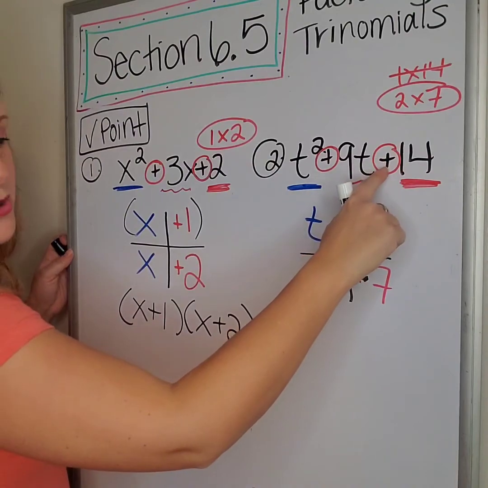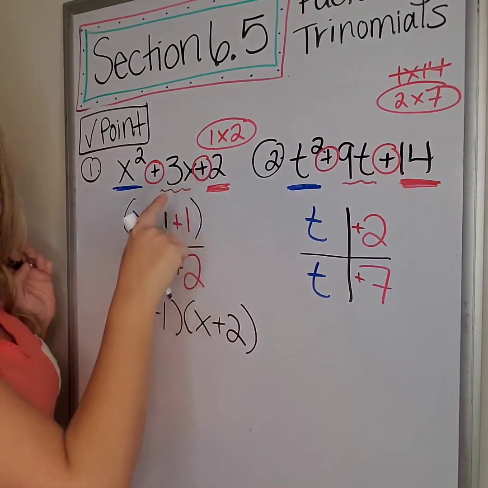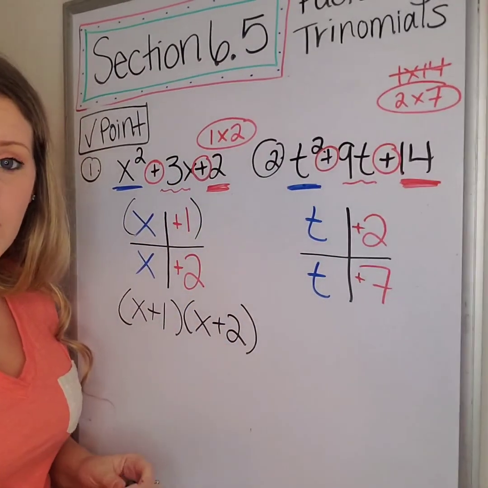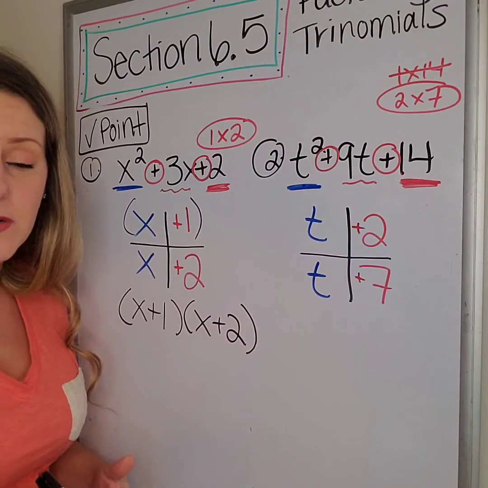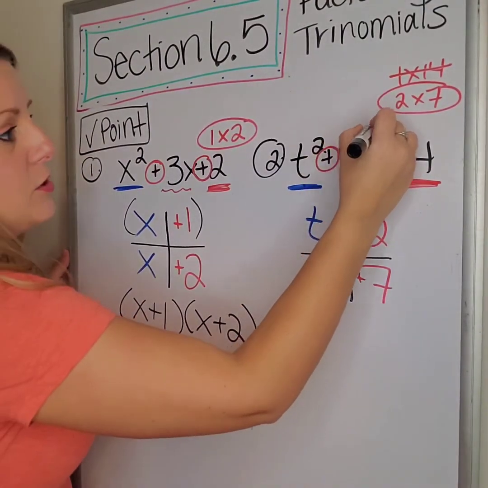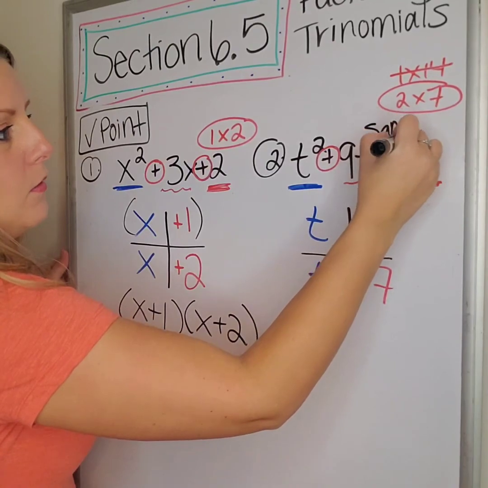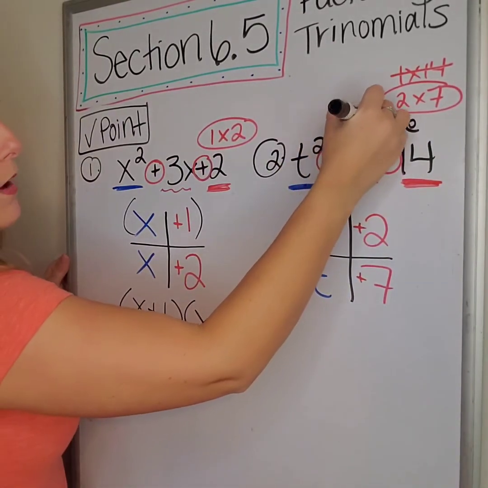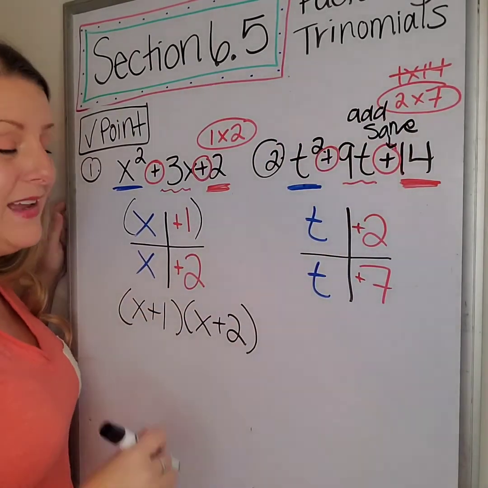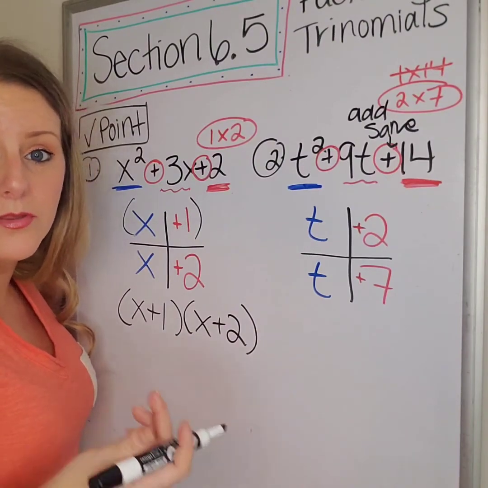This symbol here also tells you if they're both plus or both negative. If it's positive, they're both going to be the same symbol, so you can write that too. Same symbol here, and it also means that they add up. If it was negative, they're going to be a different symbol and they're going to subtract.